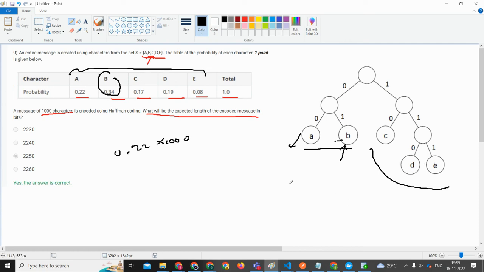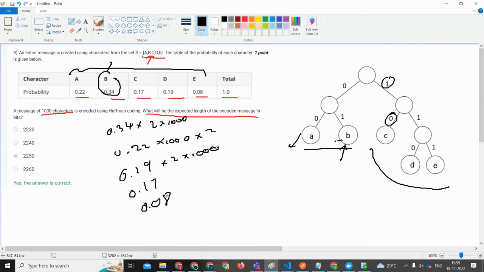All right. So here we are back. So this is the first maximum. I'm going to write it in order: 0.34, 0.22, 0.19, 0.17, 0.08. Okay. So this is going to take 2 bits, multiplied by 1000. Again, 2 bits multiplied by 1000. This is going to occupy 3 bits. Oh, sorry, no, again still 2 bits, right? So 1 0, 1 and 0. So again 2 bits into 1000. This is going to occupy 3 bits into 1000. This is going to occupy 3 bits into 1000.